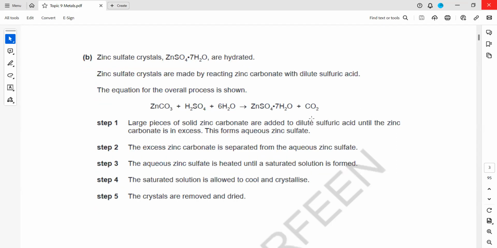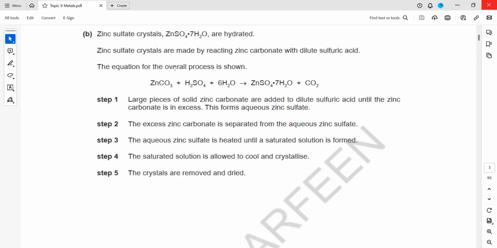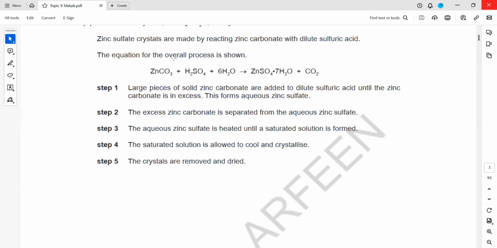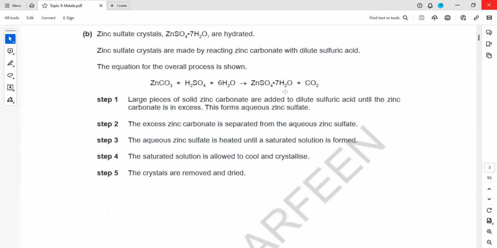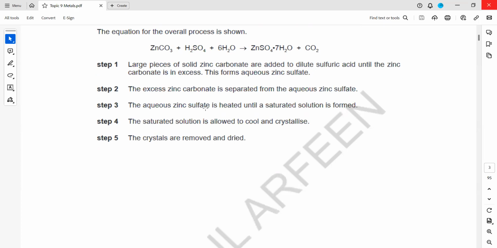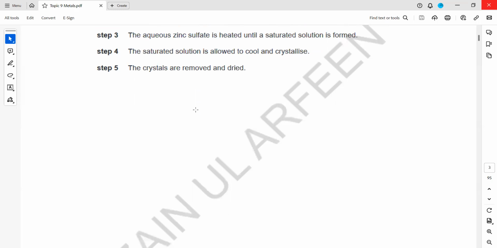So this one is classified paper or topics 9, which is about the metals. Page number 3, zinc sulfate crystals. Hydrated crystals are there. Large pieces of zinc carbonate are added to sulfuric acid until we get a hydrated salt. As you can see, the points of crystallizations are also shown.